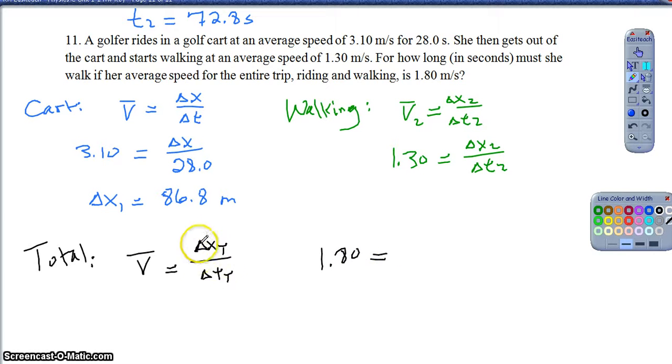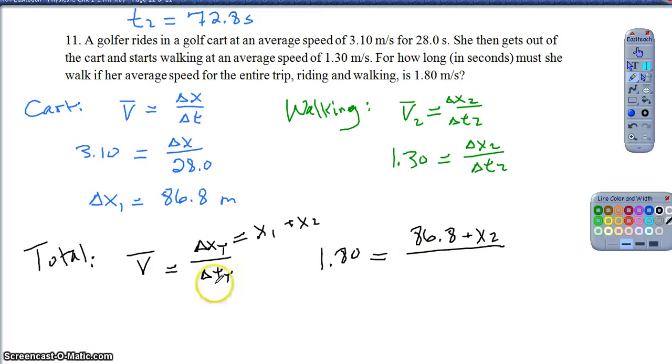So I know the average speed was 1.80 meters per second. Then the key is I want to represent the totals in relation to the original distances. So I know the total distance here would be her first displacement plus her second displacement, right? Well, because I calculated her first displacement of 86.8, that leaves me with only one variable there, only x2. Okay, so I've got an expression then that helps me represent that.